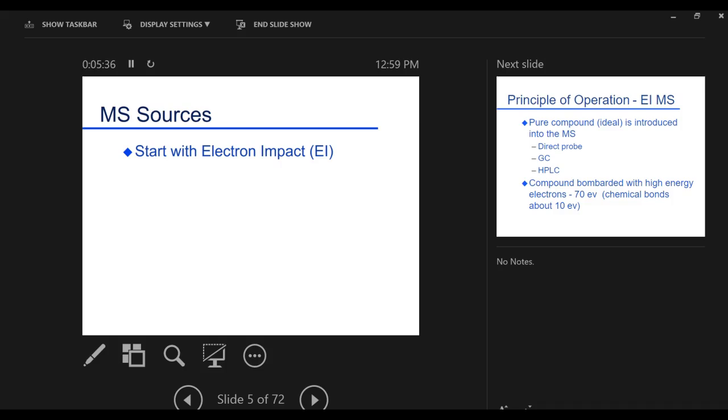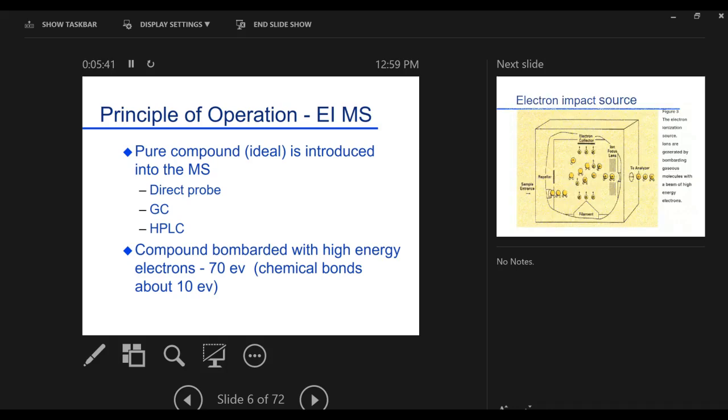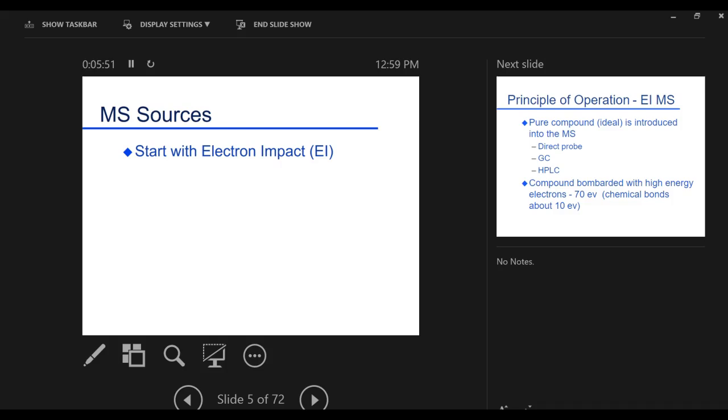Okay, the source. What I said, let's pass an electrical current through a filament. If we go ahead and do that, we get off high energy electrons. Okay, that's a simple way to do this. So, let's go back here and start with electron impact.